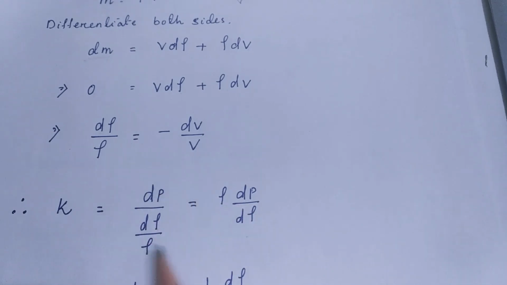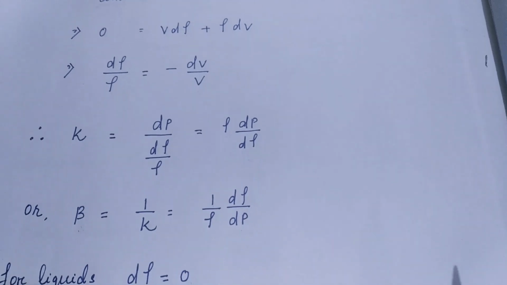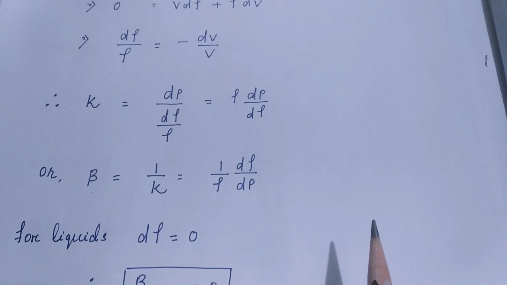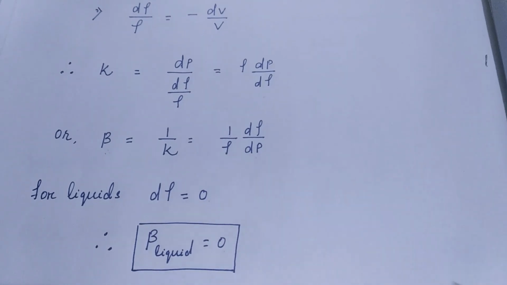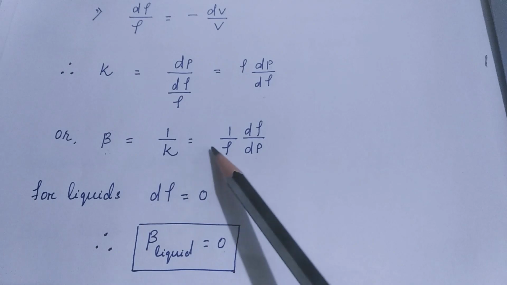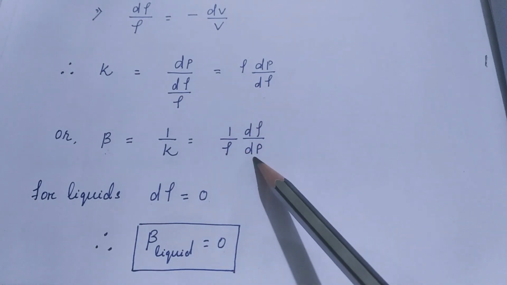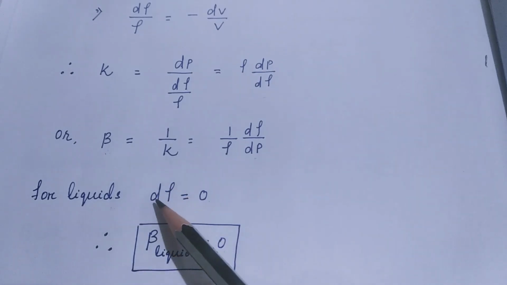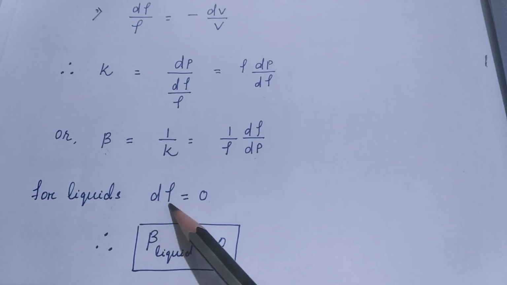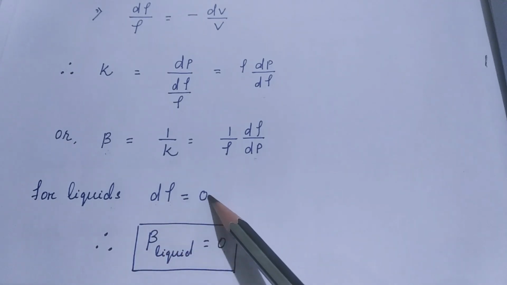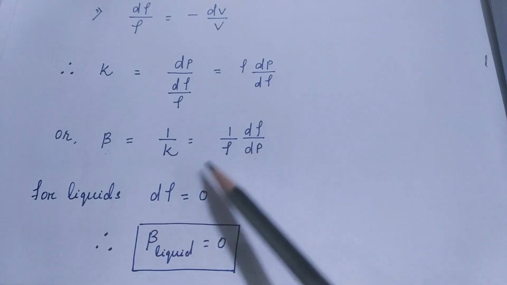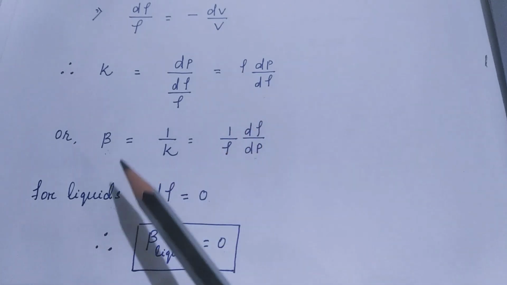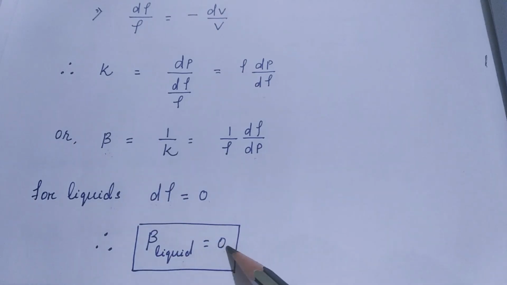So here we are going to find out the compressibility for liquid. Compressibility is beta equal to 1 by K. If it is 1 by K, then beta equal to 1 by rho d rho by dP. For liquid, as we consider it to be incompressible, d rho, that is change in density, is equal to 0. If change in density is equal to 0, we substitute this value here and we get compressibility for liquid equal to 0.